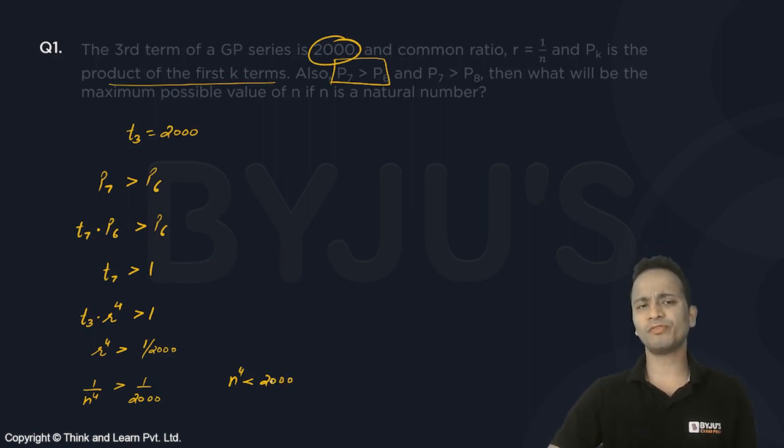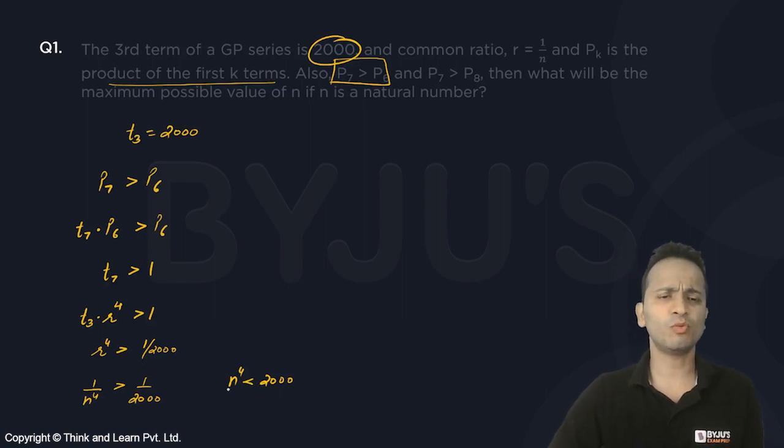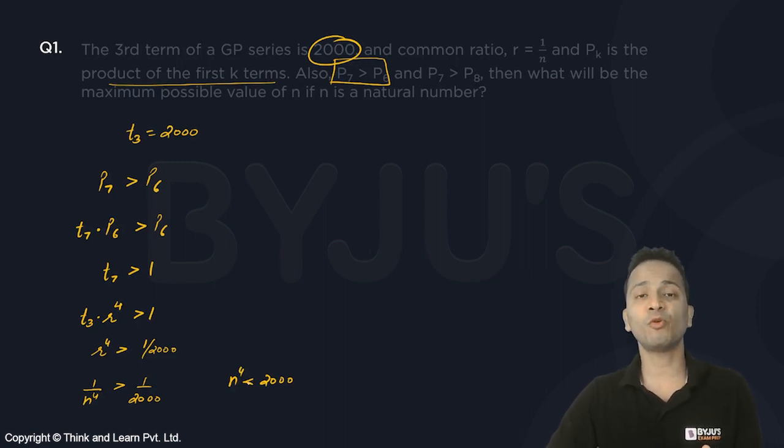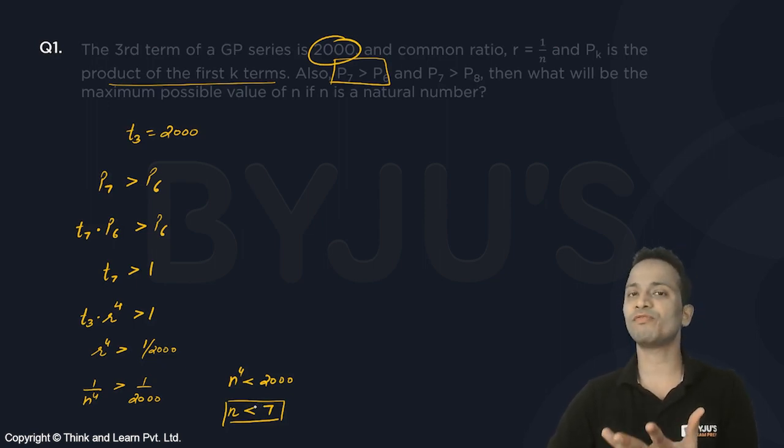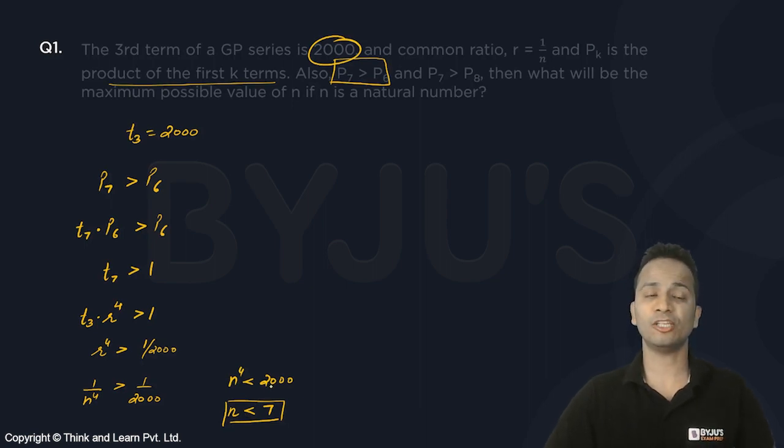Now, what will be the values of n for which n raised to the power 4 will be less than 2000? Okay, so if I take n equal to 5, 5 raised to the power 4 is 625. 6 raised to the power 4 is 1296. 7 raised to the power 4 is 2401, which is greater than 2000. So I can say that the value of n has to be less than 7. The value of n should be smaller than 7, so that means it can be any number up till 6. So it can be 1, 2, 3, 4, 5 or 6 because n is a natural number.